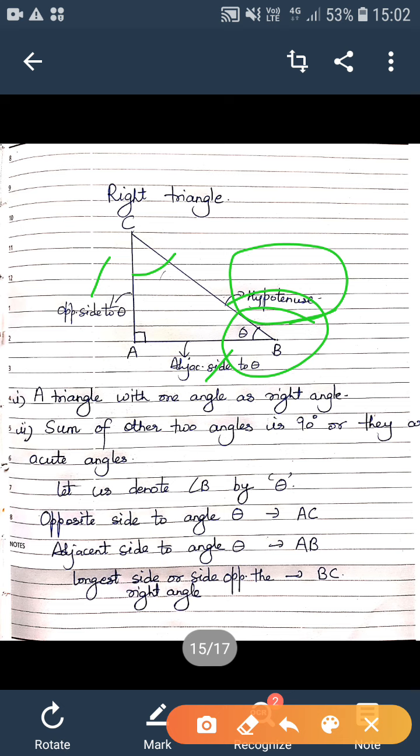And now let us name the sides relative to this angle. The side opposite to this angle theta is AC here, the side facing it. The adjacent side to the angle theta, that means the side which is attached to this angle theta other than the hypotenuse, is called the adjacent side. Here it is AB, and the longest side, or the side opposite to the right angle, is BC.